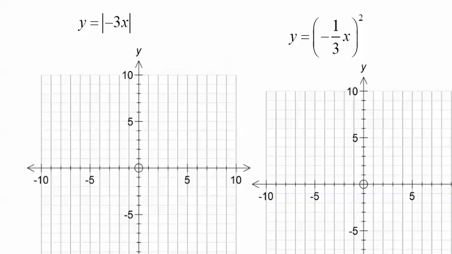Okay, so in this video, we're going to talk about applying mixed transformations. So what does that mean? That just means we have multiple things going on. For this one, we have a mixed transformation. We have two transformations going on. So this is an absolute value function.